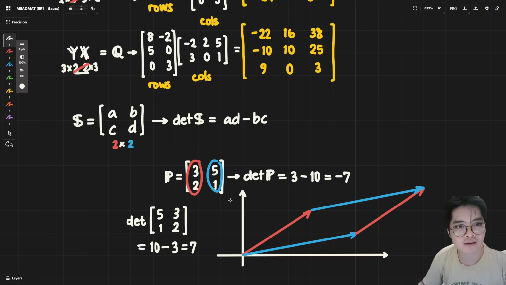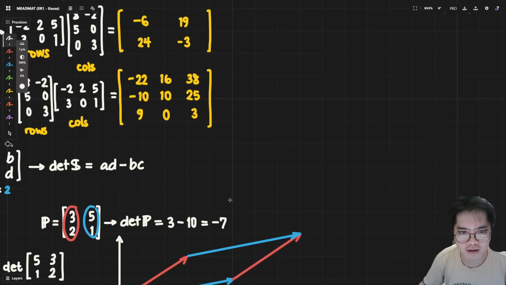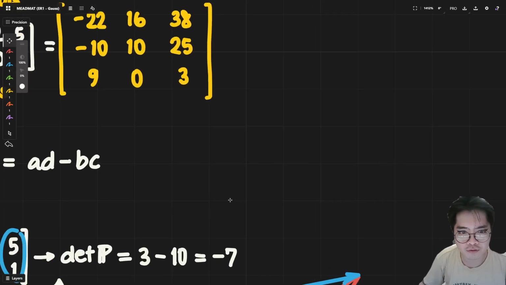And so now, let's have a generalization, or not a generalization yet, but what about the formula for the 3 by 3 matrix?